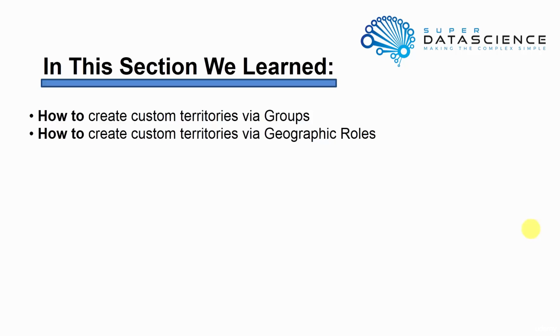The second approach was how to create custom territories via geographic roles. So this was more of a process-based approach where you have some steps that you need to perform. You go into your variable that you want to use as your custom territory, and then you create a geographic role for it using another variable that's present in your dataset. Also a very handy approach. Both of them are very powerful. They achieve the same result, but they use different methodologies. So it depends on what your situation is and exactly what type of analysis you're performing. You'd use one or the other.